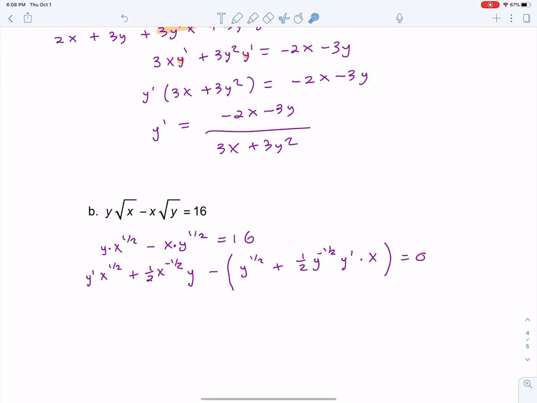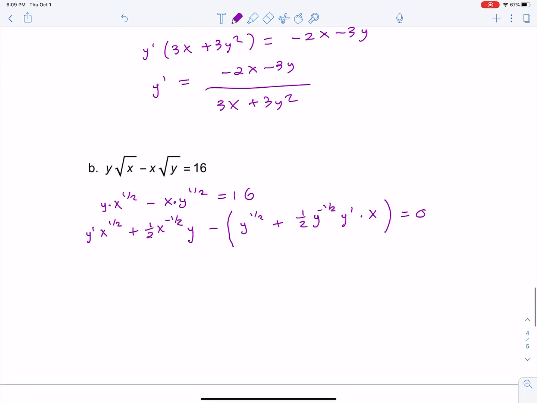That looks good. So far, so good. Minus. Okay, so the derivative of x is 1. 1 times y to the 1/2 is y to the 1/2, plus the derivative of y to the 1/2, which is that, times y prime. I think it all looks good. Hopefully it is. Okay, what do we got here?